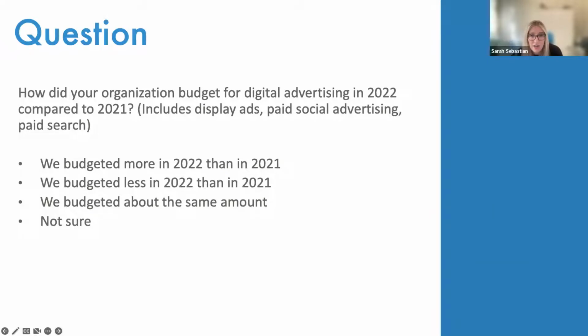and I'm going to ask Jay for a little help in the chat. If everyone out there could think about your organization's budget, how did you budget for digital advertising in 2022 compared to 2021? And that can include display ads, paid social advertising, paid search. And it's totally okay to say if you're unsure. So just take a couple minutes to type in the chat and I'll keep watching.